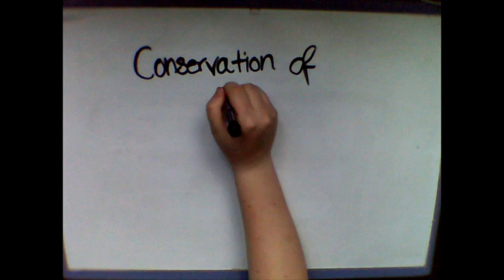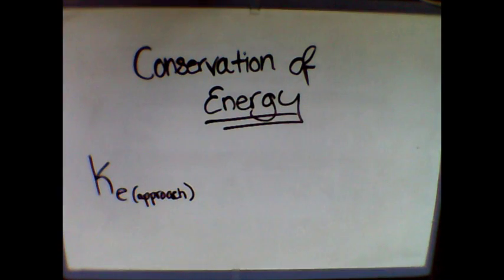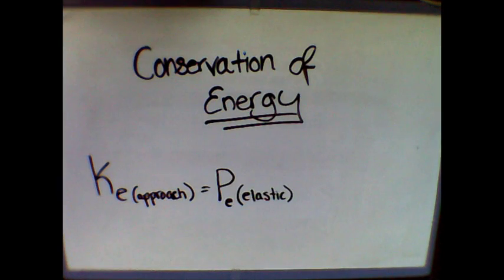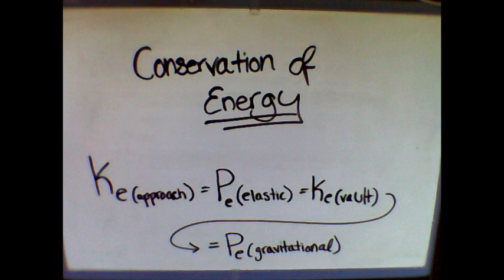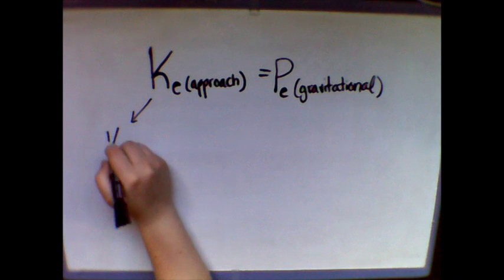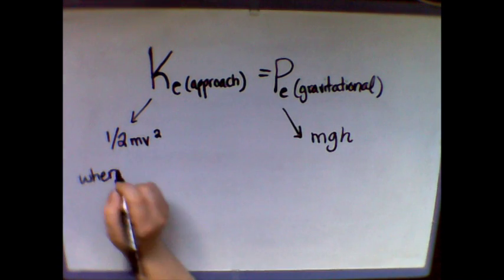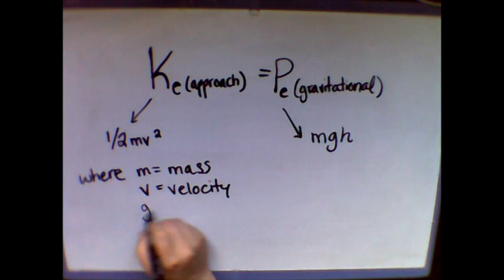Variables that come into play are the velocity of the vaulter, their mass, and the height which they can potentially jump. When analyzing conservation of energy, we can see that the kinetic energy of the approach, the elastic potential energy, the kinetic energy of the vault, and the gravitational potential energy are all equal. So, the kinetic energy of the approach is equal to the gravitational potential energy at the top of the vault.